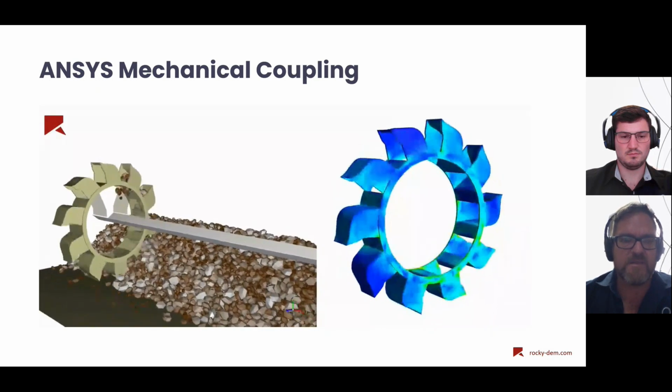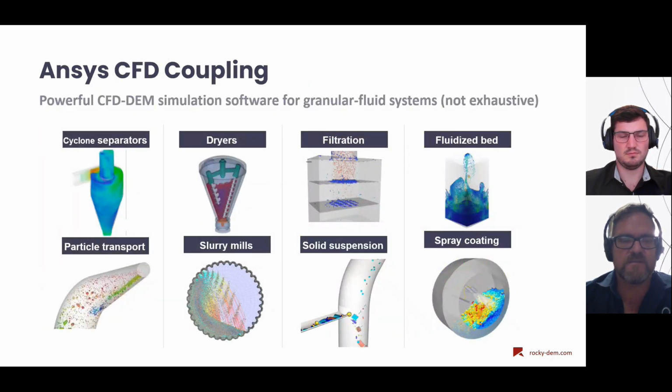And then I think the applications for CFD coupling is very wide, and there's almost no applications that I can imagine that we can't couple together, as far as particulate flows go. A couple of examples there: cyclone separators, dryers, filtration, fluidized beds. Particle transport is quite impressive. I'll do something in the next slide. And then slurry mills, solid suppression and spray coating, and more for the pharma industry.